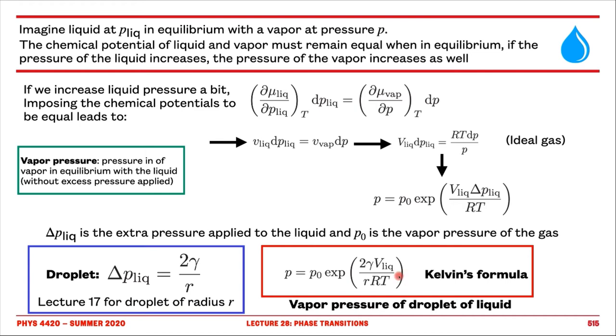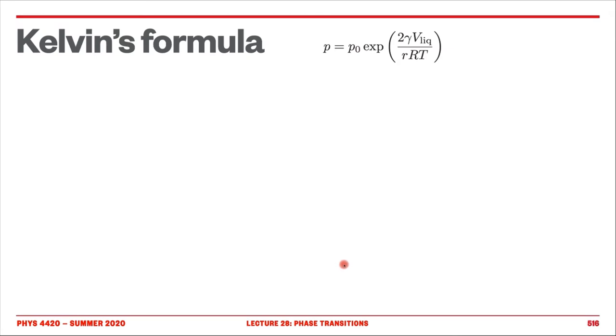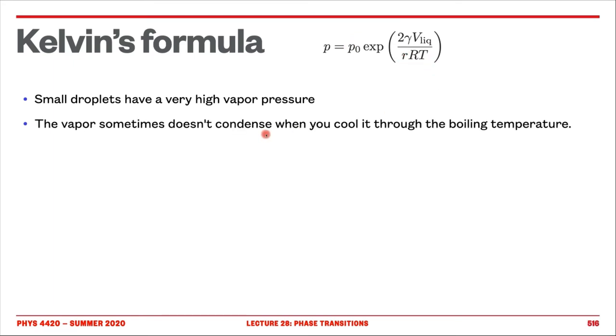So let's try to see a little bit what are the consequences. I started to discuss them, but let's try to discuss them in more detail from this. So a small droplet has a very high vapor pressure, right? The vapor pressure of the vapor in contact with a droplet of radius r is given here. It's very, very large because r is very small. That means that the vapor, even though thermodynamically it should condense, it will not.